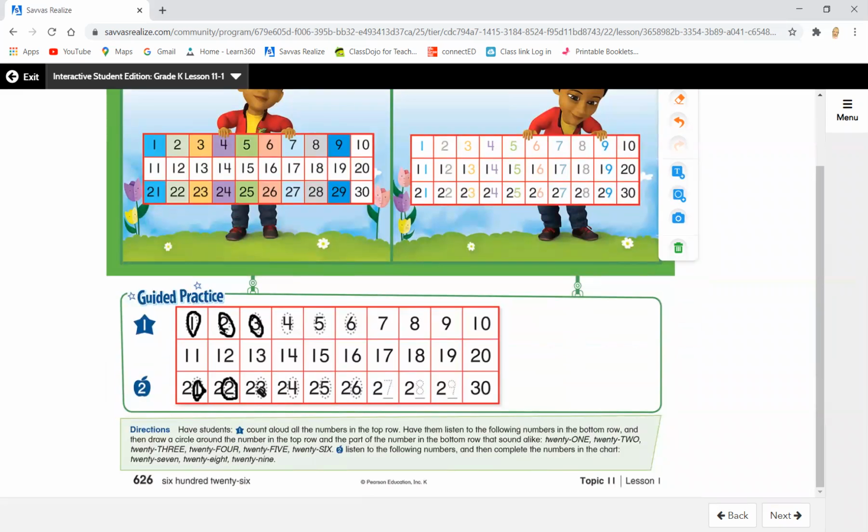3, 23, the 3 is the same. 4, 24, the end of 24 is the same. 5, 25, so we circle that. 6, and then we say 26.